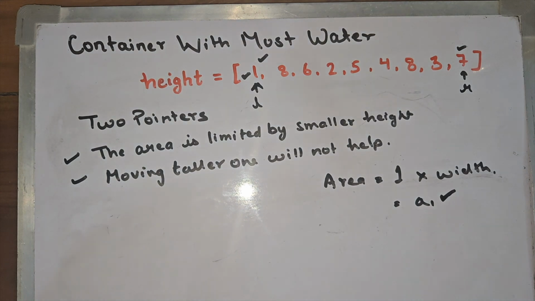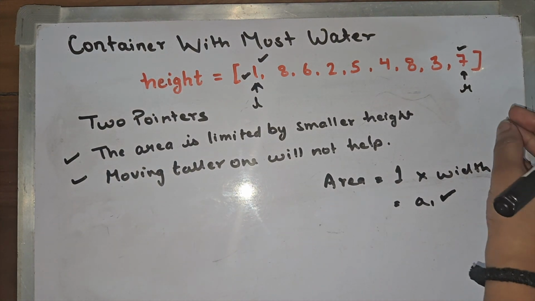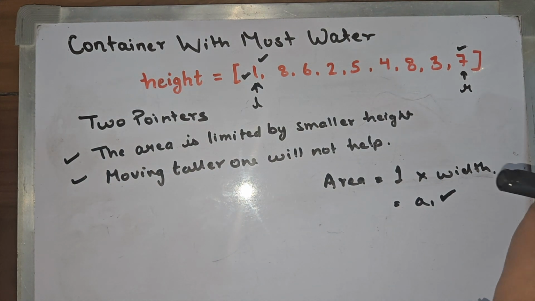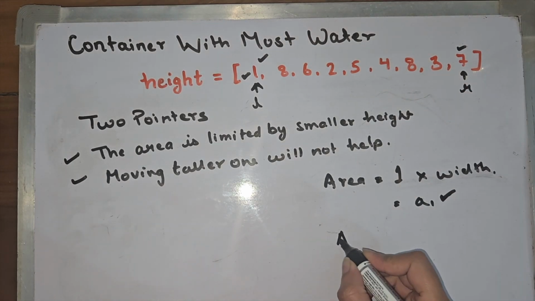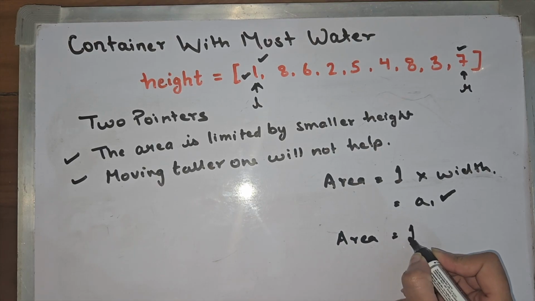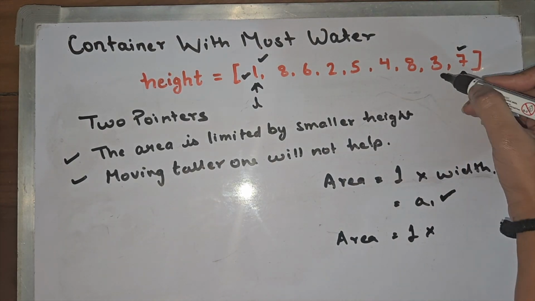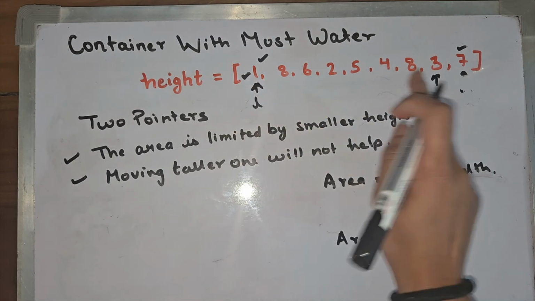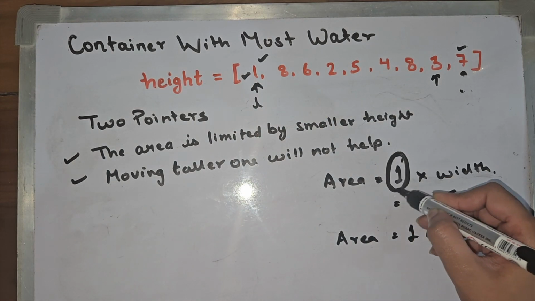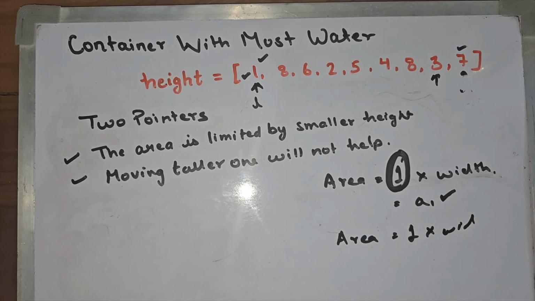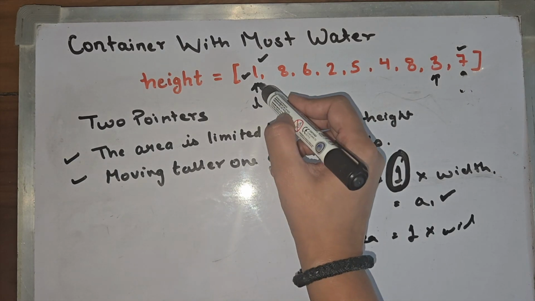If we decide to move the right one, moving the right one will not help, because even if we move this, the area will still be 1 into the width of these two. This is the deciding factor in our area. So the pointer we should move is the one which is smaller. So we will move left.